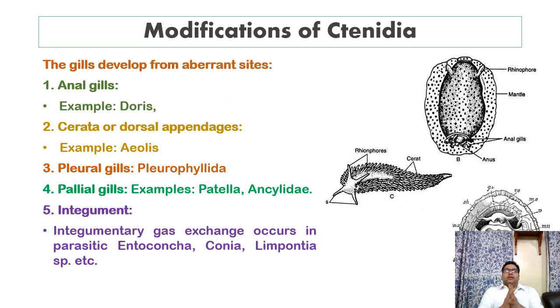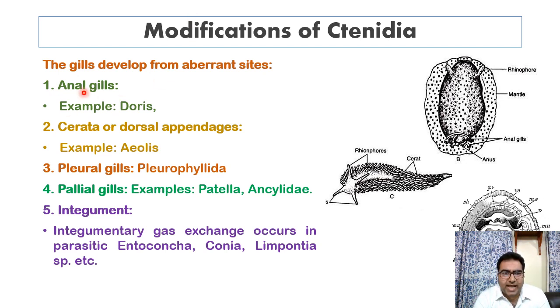Now we shall be talking about the modifications of the ctenidia. The ctenidia is variously modified. I was talking about aquatic respiration, on the basis of the mode of life in the habitat. I told you that ctenidia are the main or the primary respiratory organs, but there are certain other organs which we call secondary respiratory organs in the aquatic mode.